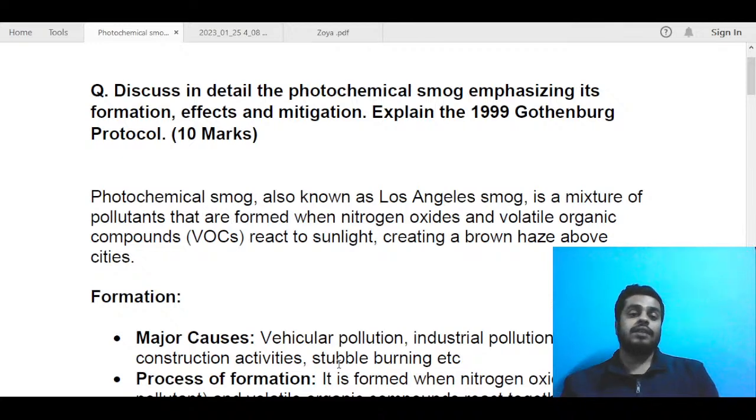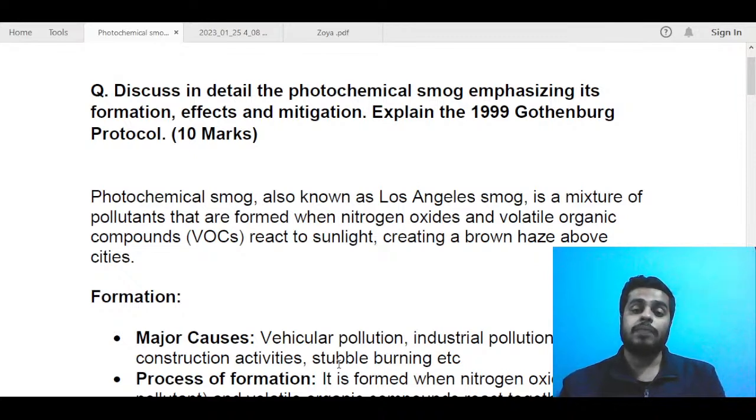So let us start the session, and the question was from GS3. This was again a 2022 question, from the section on environment, and it was a pretty crisp question with some specific demands that we needed to address. The question was: discuss in detail the photochemical smog, emphasizing its formation, effects, and mitigation.